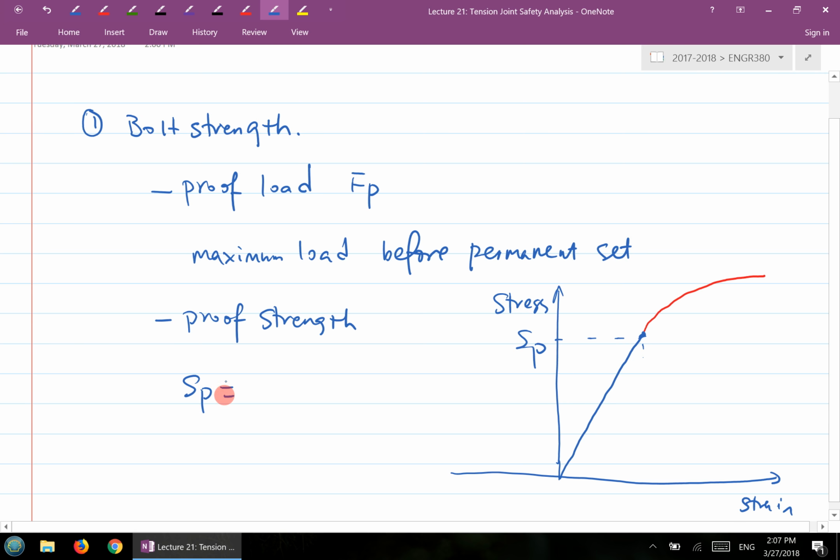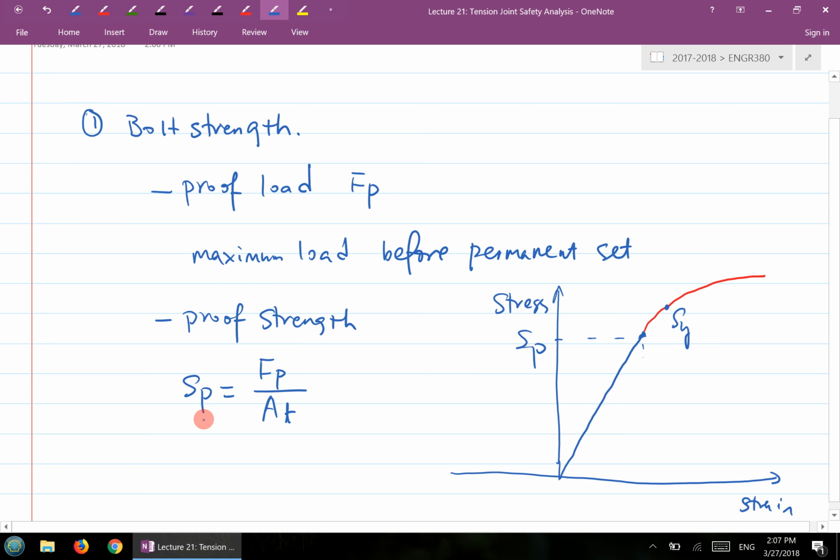SP and FP are related: SP is equal to FP divided by the tensile stress area of the bolt. You can calculate the tensile stress area, or find it from the table. The force divided by the tensile stress area is the proof strength. A little further on, you no longer have linear deformation, typically corresponding to 0.1% permanent set. A little further you get your SY, the yield strength, but that's not the concern here. It's the SP.